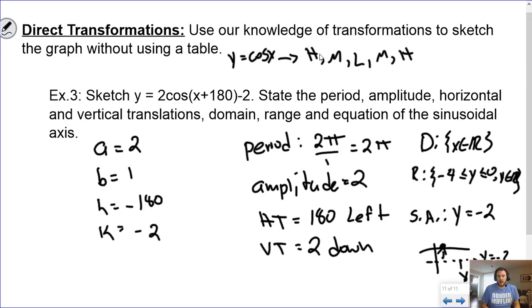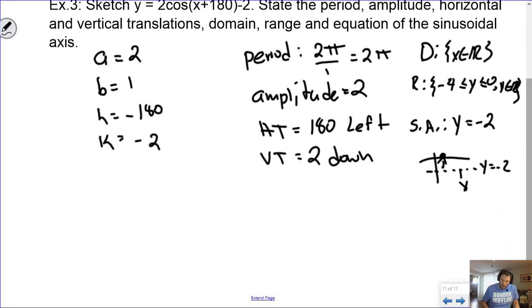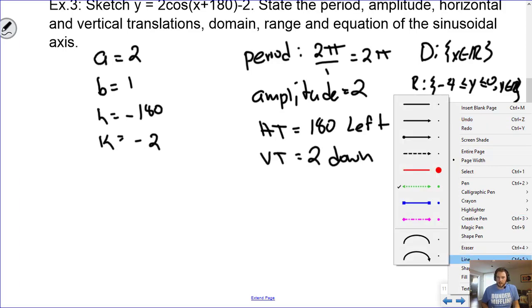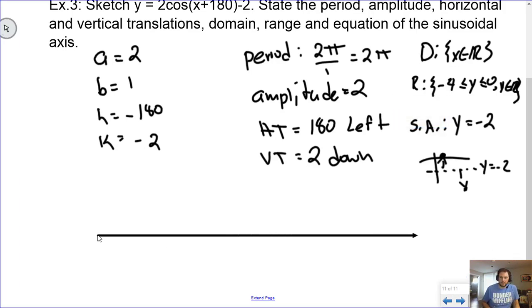What'll happen is this high point will start, normally it starts at 0, but because my graph has a horizontal translation of negative 180, my new high point is going to start back at negative 180. So if I go to graph it, instead of starting at 0, 0, my new high point is back here at negative 180. And I know what my high point is: it's here at 0. My middle is at my sinusoidal axis, and my low point is at negative 4.